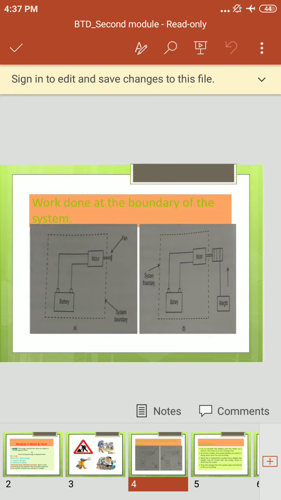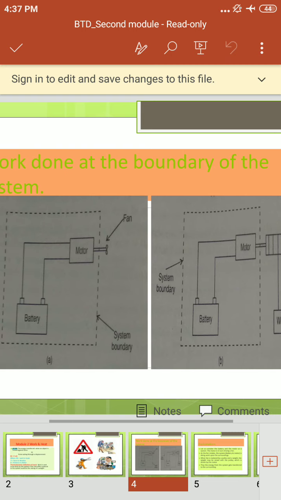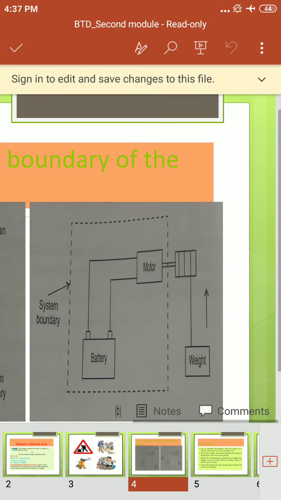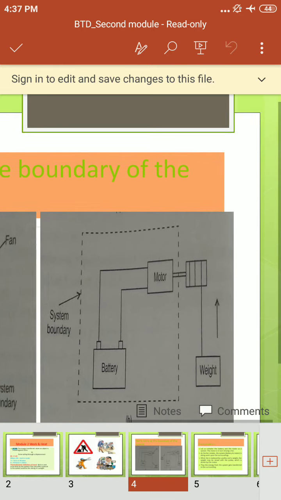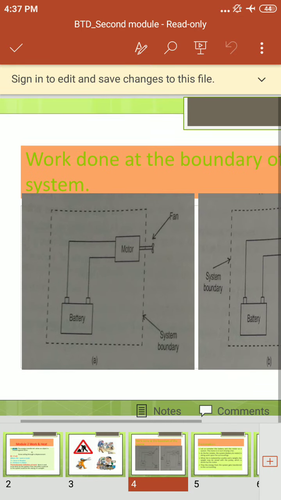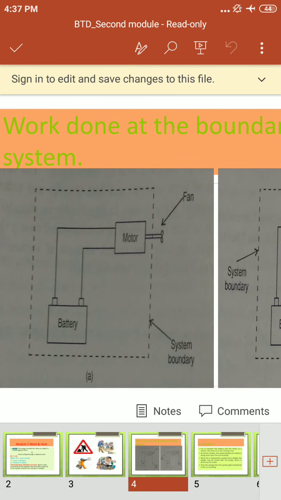So, that is figure A. In figure B, what happened? Same connection, battery and motor. Instead of the fan, here we use a pulley and weight. This is a pulley, after that the motor is there, that is the pulley, and that with the weight. You have to explain the first sketch, that is the A part.